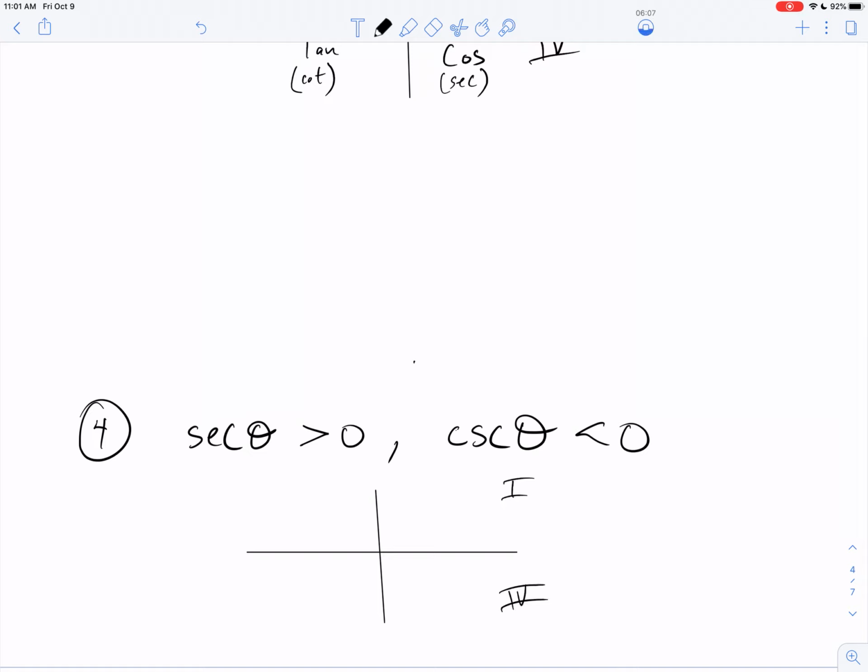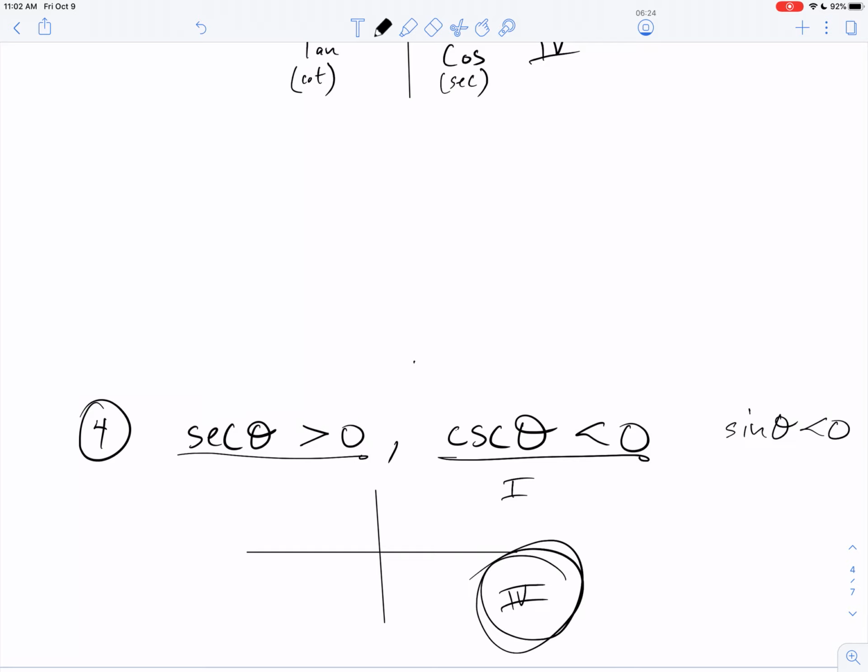And then I go, okay, cosecant is negative. Well, I don't think in terms of cosecant, but I would think that means sine must also be negative. And the only place that's going to happen where this occurs and this occurs would be quadrant 4. So once again, the first set of problems that I'm giving you guys to practice are just like that. A little bit of math detective work.